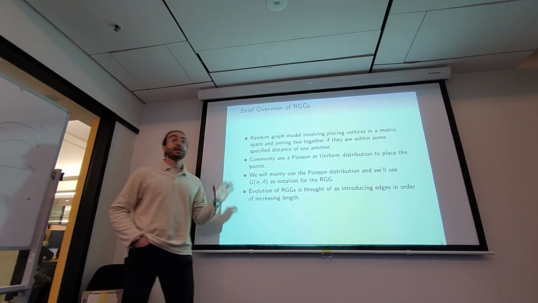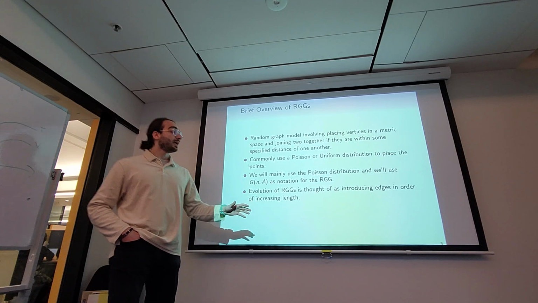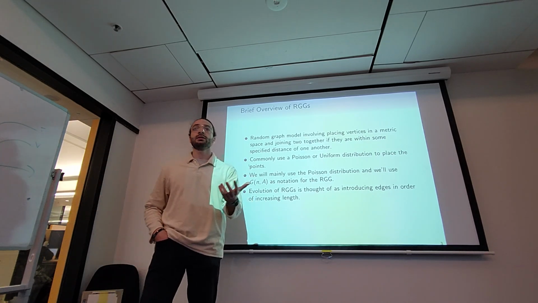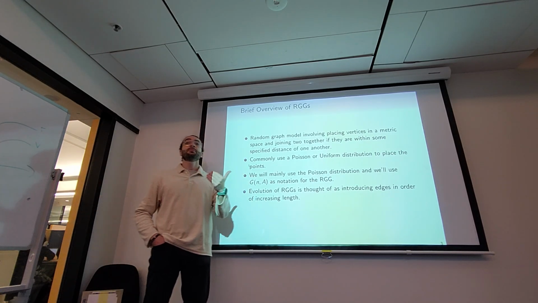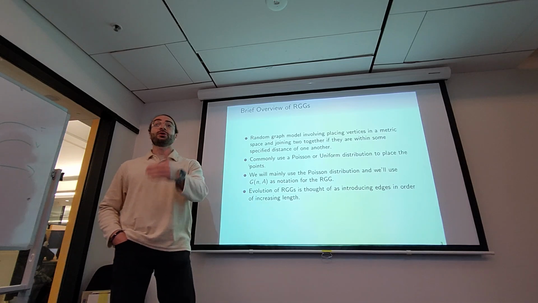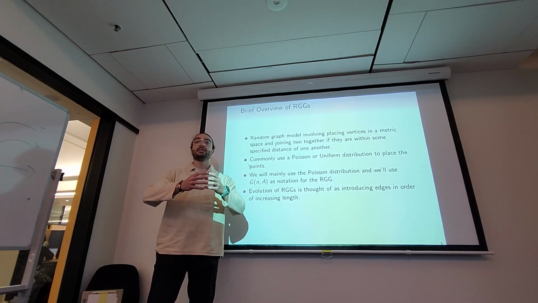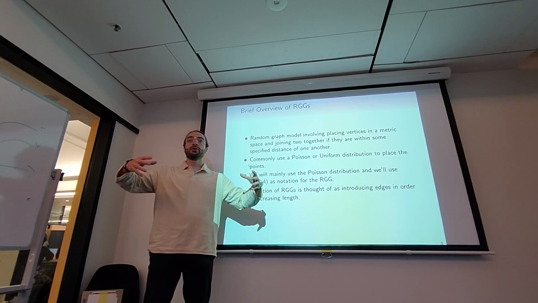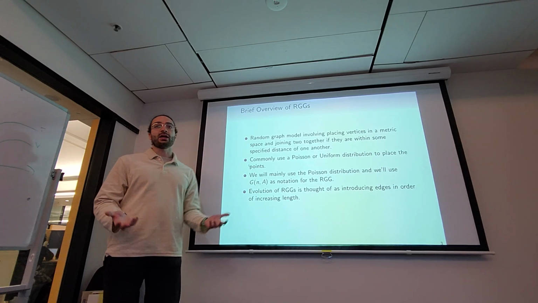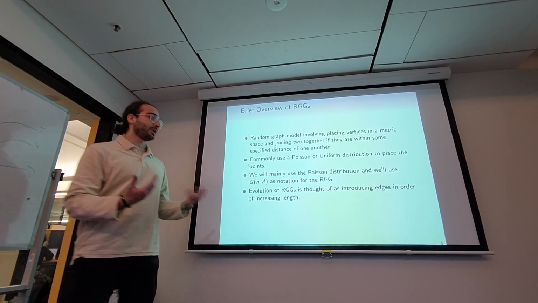We also want to look at the evolution of the random geometric graphs. The way we think about evolution is introducing edges in order of increasing length. With all our vertices, the area around each one starts to grow. And of course, the way we add our edges in that instance is in increasing order of length.